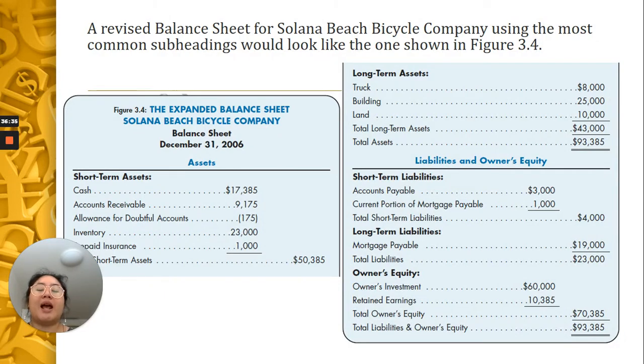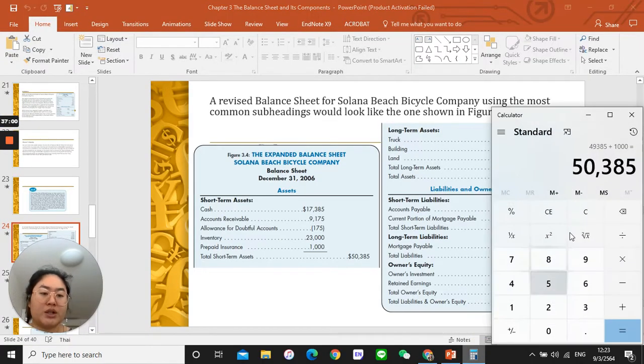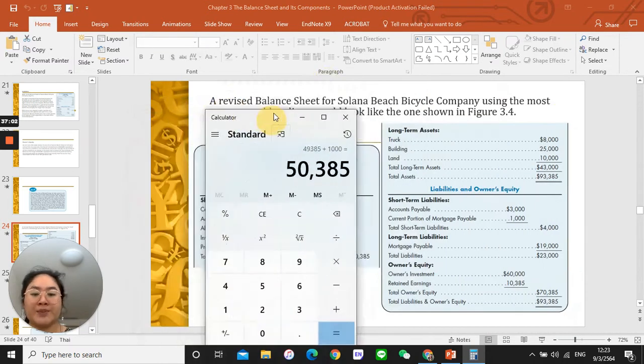But long-term assets are the truck, the land, the building, and the machinery. So these are the types of long-term assets. As an example, the truck is 8,000, the building is 25,000, and the land is 10,000. So you sum it up. Okay, I will show a little bit of the calculation for that.